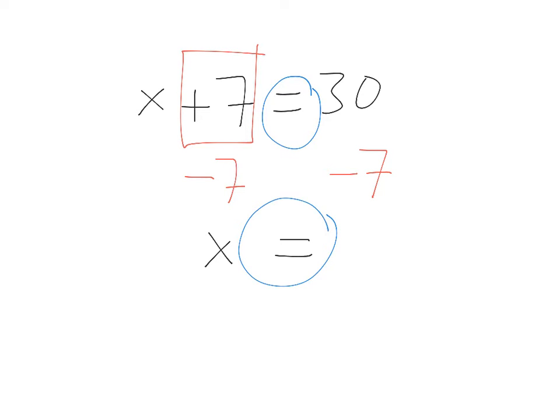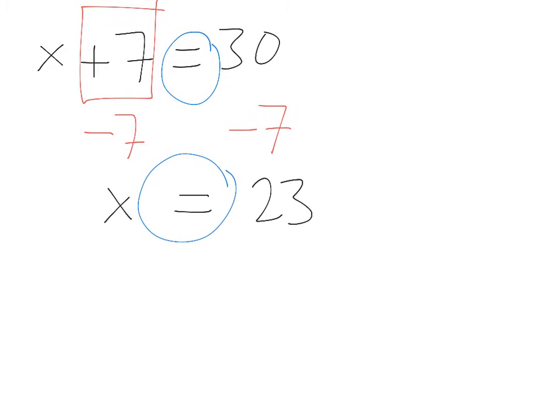What's 30 take away 7? 23. And you are absolutely right. Now, what if I want to check my answer? How about I substitute in x equals 23 to my original equation and check that both sides balance? So let's do that now.